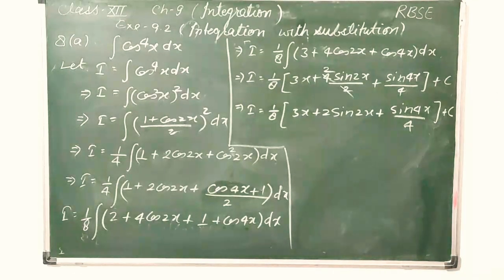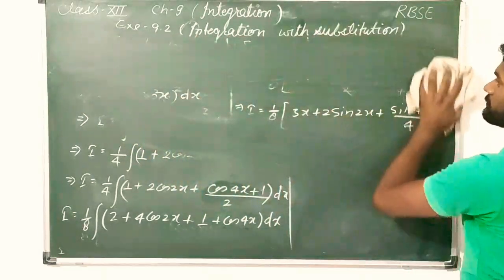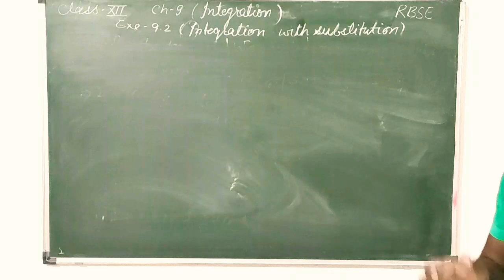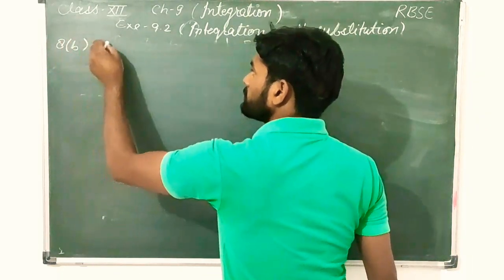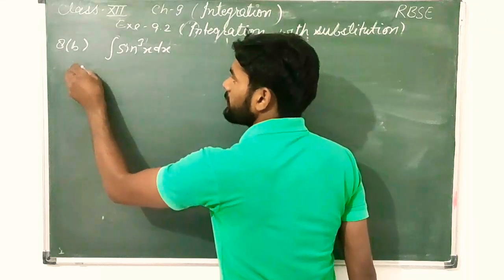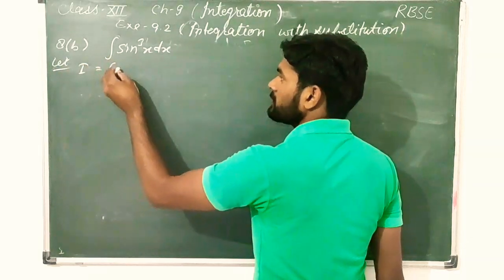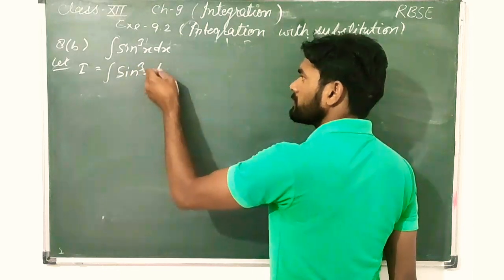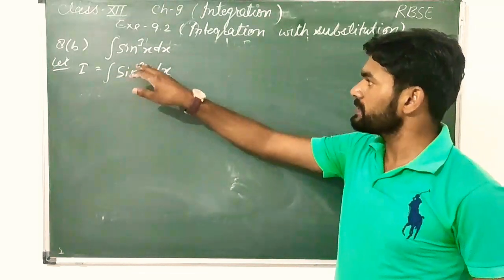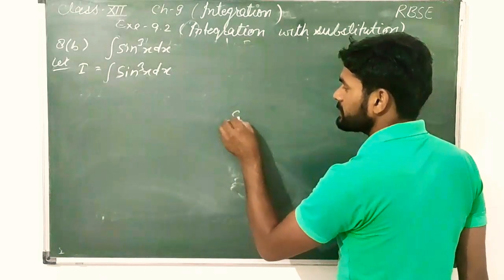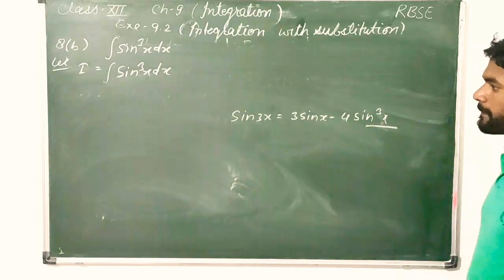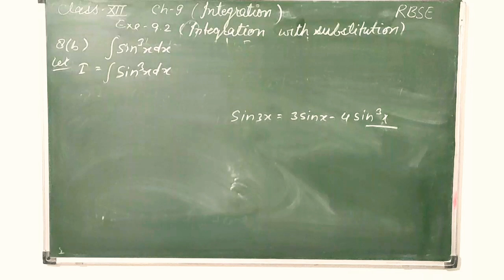Now I am going to tell you the next part B. Part B is integration of sine cube x dx. Sine cube x dx implies that I is equals to integration of sine cube x dx. Again, it is the problem. Here the power is on sin x, so we will try to remove the cube. But we have one identity which is sine 3x is equals to 3 sin x minus 4 sine cube x.